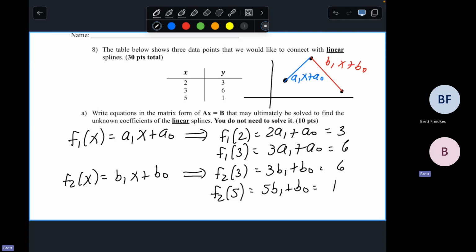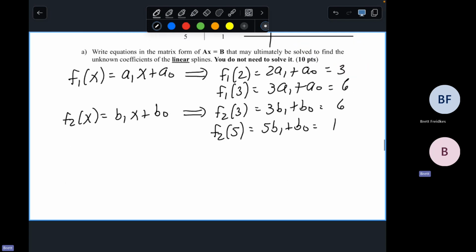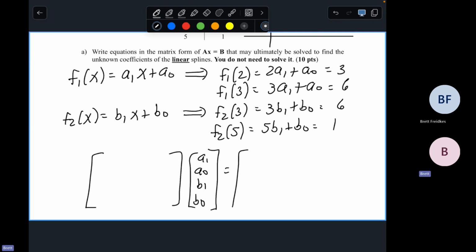Do we buy that? Yeah, okay. So now I want you to write it as a matrix. What size matrix do I need to write? 4 by 4. That's correct. And our X matrix can be those unknowns. Maybe I'll do A1, A0, B1, B0. And that will be equal to our answers on the right side of the equal sign.